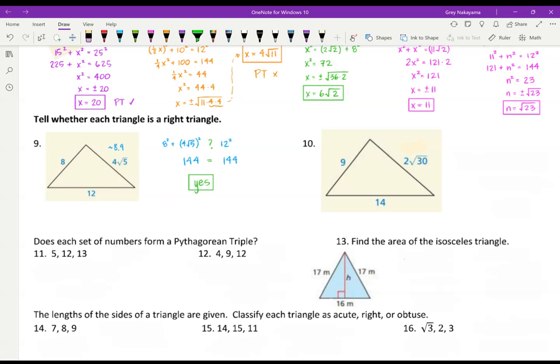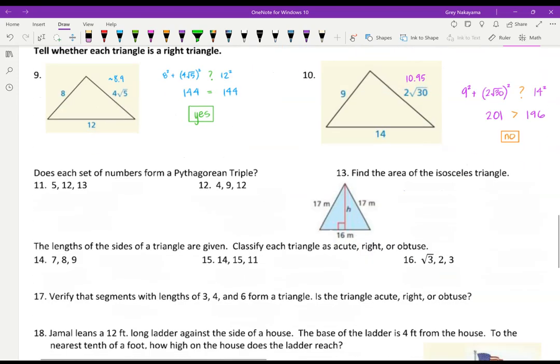All right, look at number 10. We have 9, 14, and 2 square roots of 30. If you're not sure, put it in your calculator and you'll find out that 2 square roots of 30 is about 10.5. So 9 squared plus 2 square roots of 30 squared. How does that relate to 14 squared? Is it equal? Well, on the left I have 201 and on the right I have 196. That is not equal, so I do not have a right triangle.